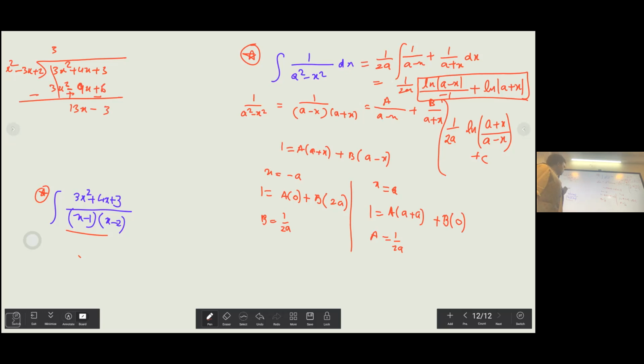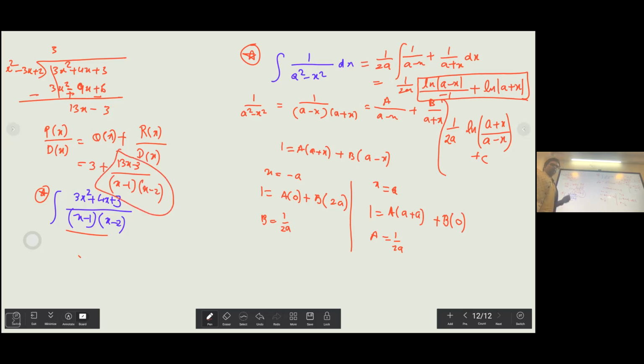So this can be written as, remember that any polynomial over divider can be written as quotient, that's q of x, plus remainder over divider. Now the quotient is basically here 3, remainder is 13x minus 3, and divider is (x minus 1)(x minus 2). And now you're expected to do partial fraction on this part. So do the partial fraction on this part and let's see what we get.